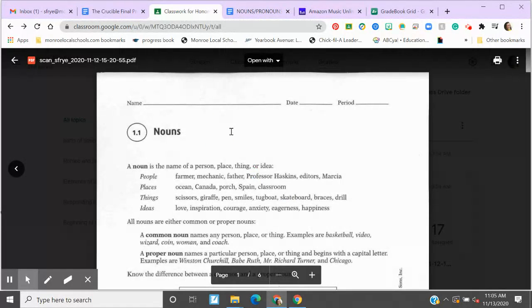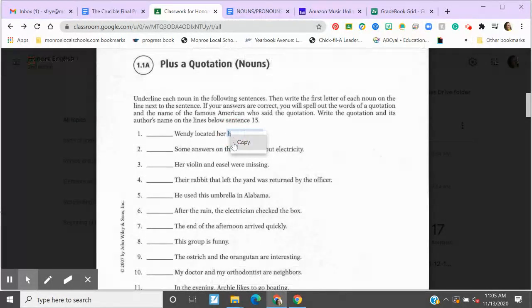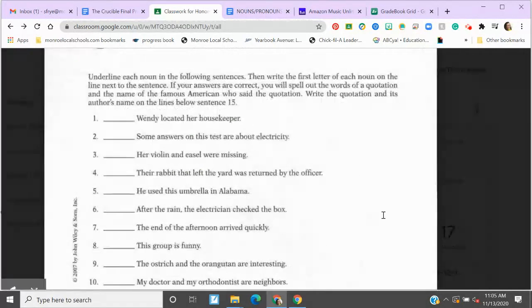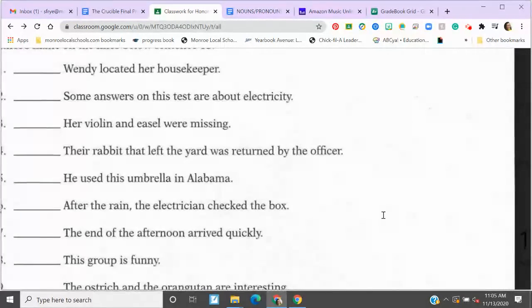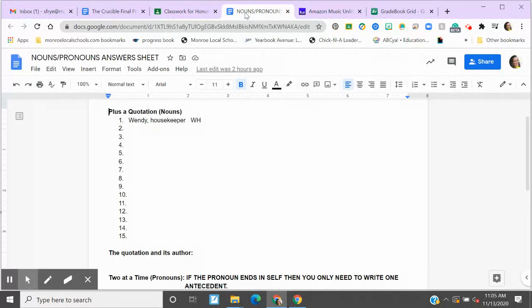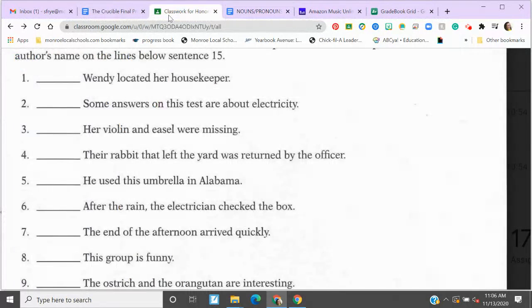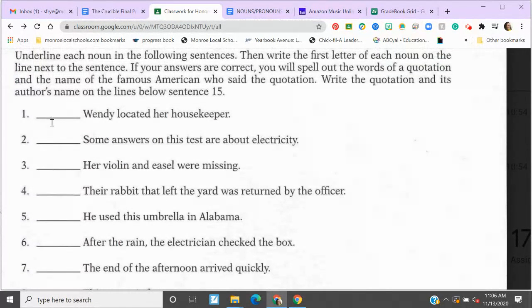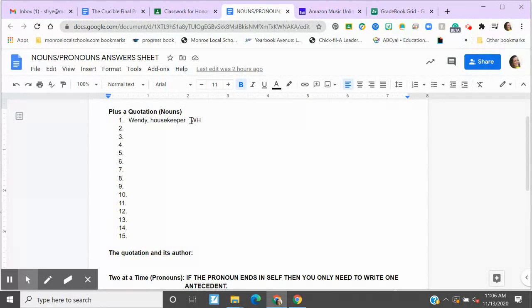Okay, so you can see I did this example. The question says, "Wendy located her housekeeper," which I know is a super weird sentence, but it asks you to identify the nouns in the sentence. If you look at the worksheet, I put them here: Wendy and housekeeper. Those are your two nouns. The second part of the question says to put the letter of the nouns on the line. Wendy starts with a W, housekeeper starts with an H, so you put WH on that line. If you look at my example, Wendy, housekeeper, WH.